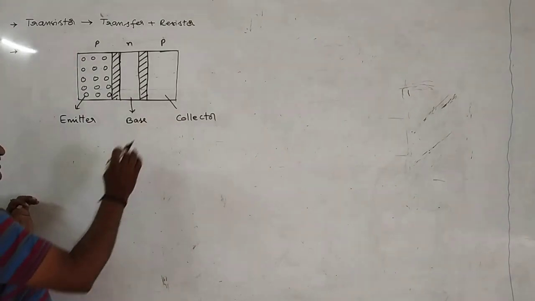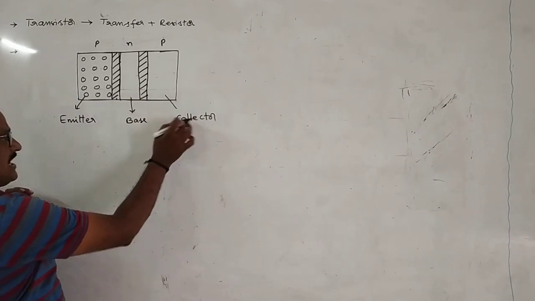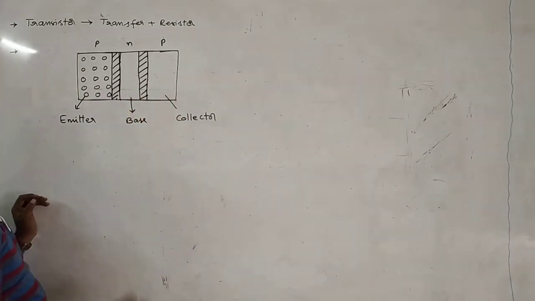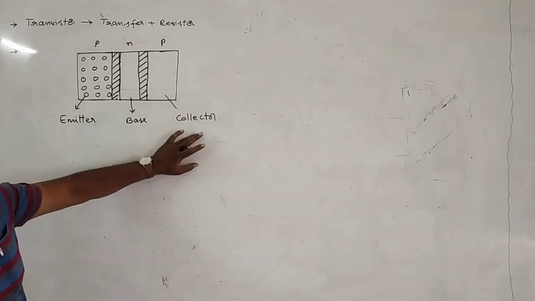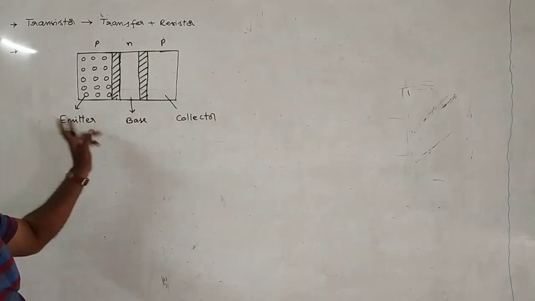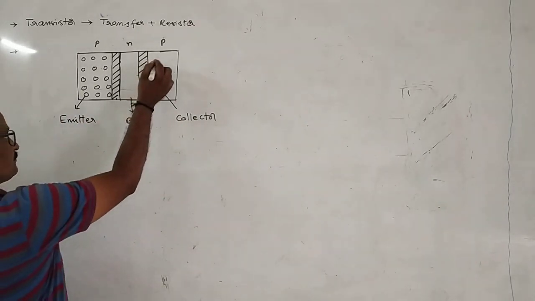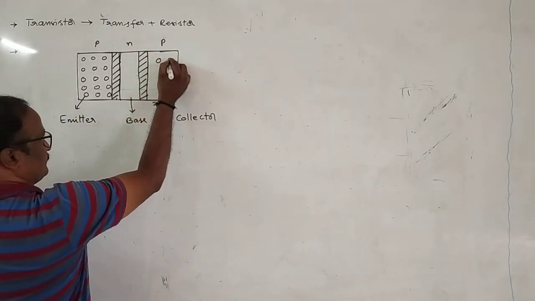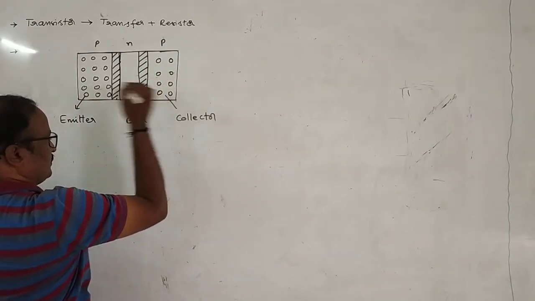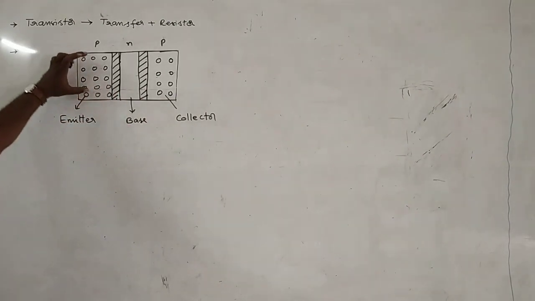Again, the last region is known as the collector. It is a moderately doped material. Moderately doped means the number of charge carriers will be less compared to the emitter. So it is also p-type. Compare it with the base.